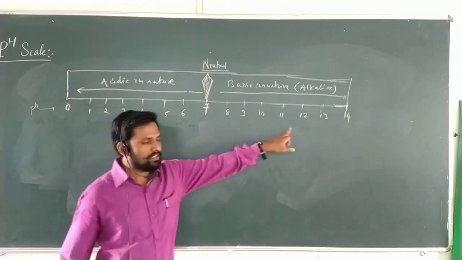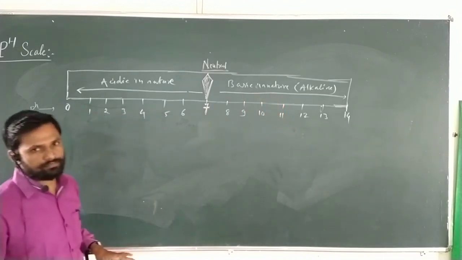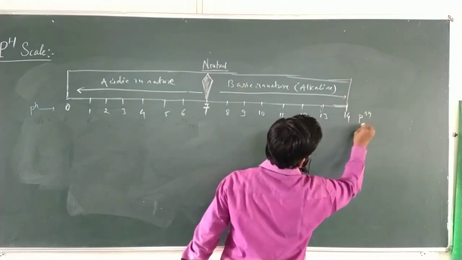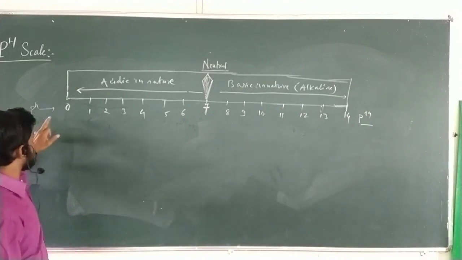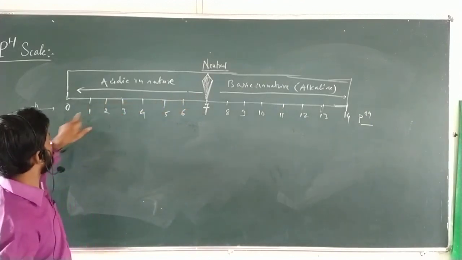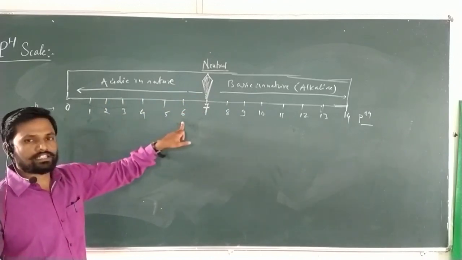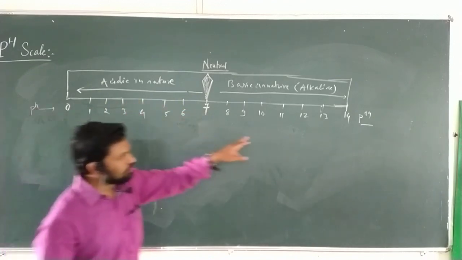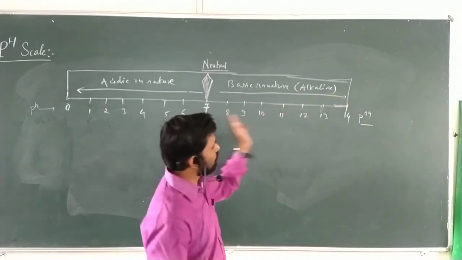How much OH negative, that is hydroxyl ions, are present in the solution is measured by the pOH. If pOH is 14, that is a strong base. If pH is 0, that is a strong acid. The acidity decreases for the values 0, 1, 2, 3, 4, 5, 6, 7. If pH is 6, that is a weak acid. In case of basic nature, the basicity increases from 8 to 14.